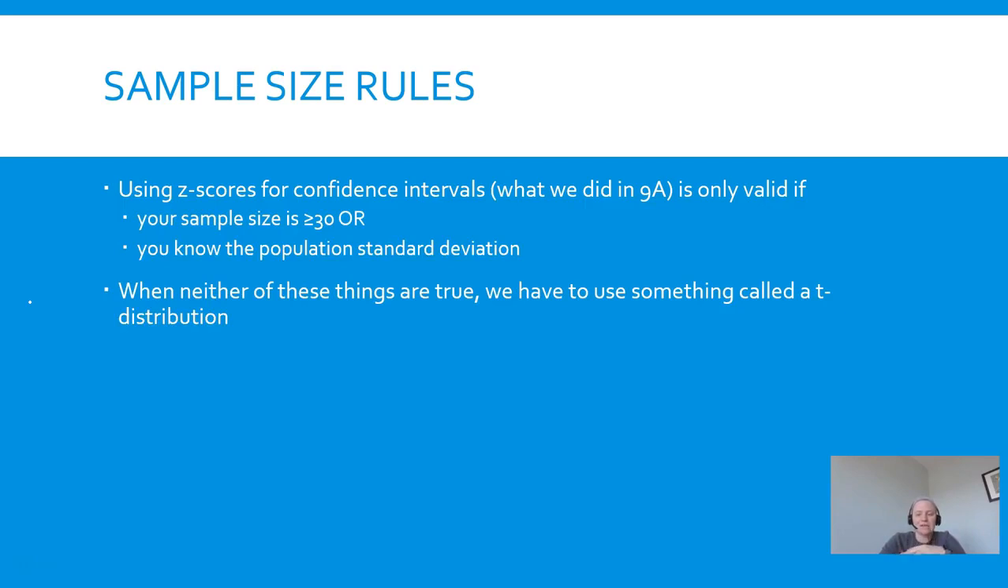But sometimes that's not always possible. We very rarely know the population standard deviation. And sometimes we can't always get a sample size of at least 30. So when those things happen, we use something called a t-distribution.